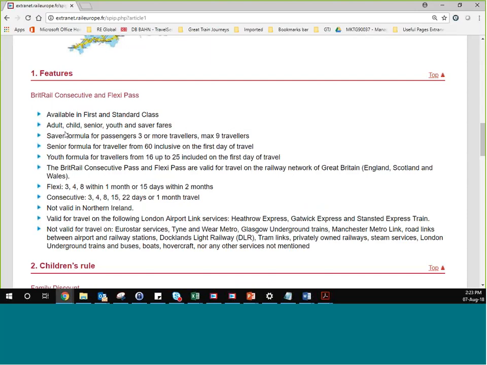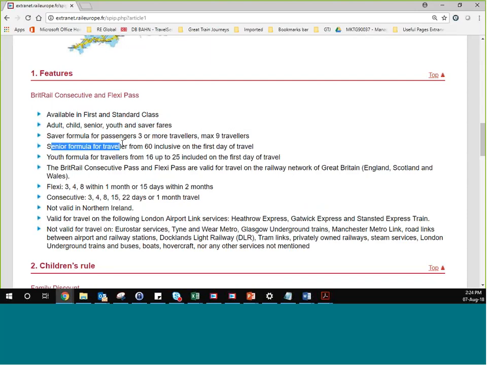So they have adult fares, child fares, senior fares, which is quite rare because we don't have that type of fare when you're booking a Eurail pass, youth fares, and then also saver fares. Something that I will just quickly note is that with saver fares, bear in mind it's fairly different to the Eurail pass formula because of course it is not a Eurail pass. So the saver formula is for passengers of 3 or more, not 2 to 5, but it does have to be 3 or more. So even if you have a couple traveling together, they will not be eligible for the saver fare price. They do need to purchase 2 individual adult Britrail fares, okay?